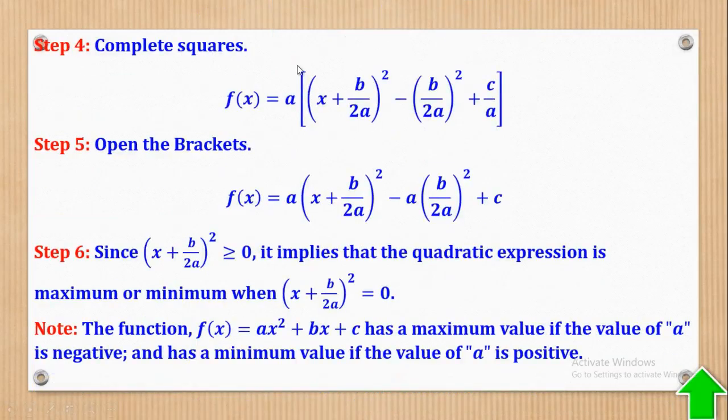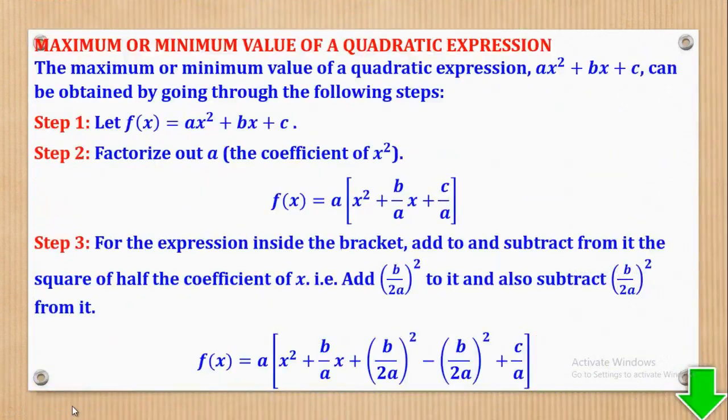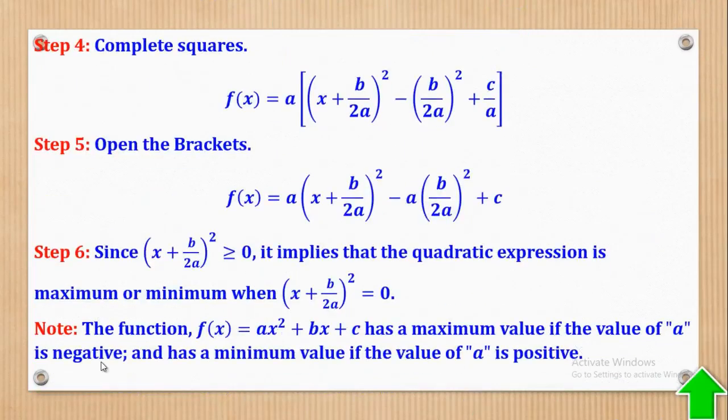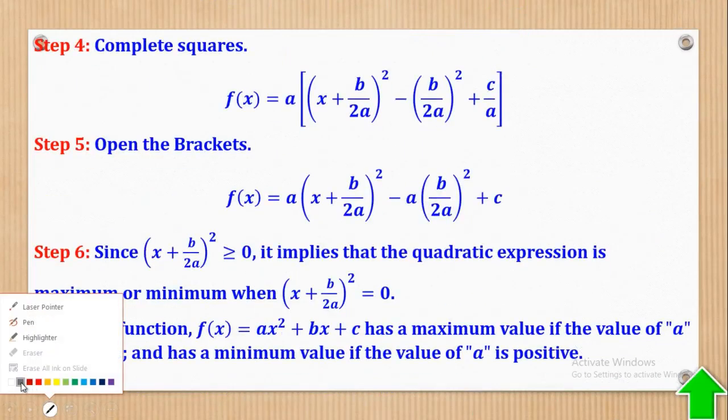Then step 4 is complete square. So when you complete squares, it becomes x plus b over 2a squared. So completing squares, this is what it means. So it means that when you look at these first three terms, they'll be equal to x plus b over 2a, everything squared. I think you remember that. When you try to expand this one, you'll be able to come up with these first three terms. So that is what completing squares means. So that those first three terms will be replaced by this bracket.